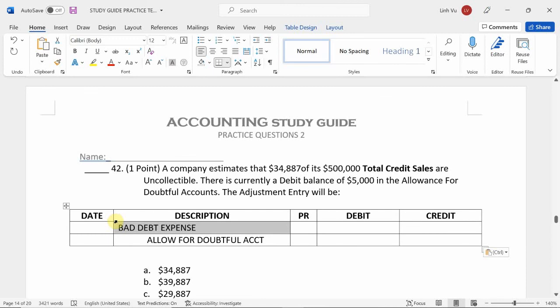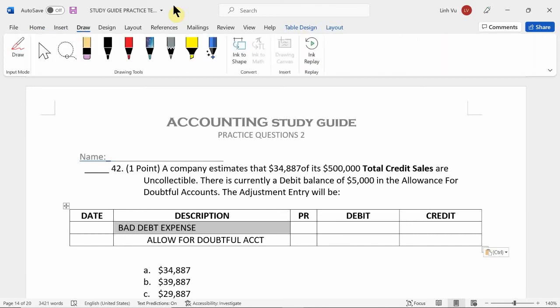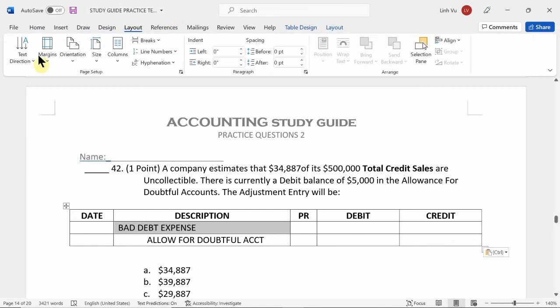So in this case, let's take a look at number 42. If a company estimates that $34,887 out of its $500,000 total credit sales is to be uncollectible, and there's currently a debit balance of $5,000 in the allowance for doubtful accounts, the adjusting entry will be... Is it just 34,887? Correct.